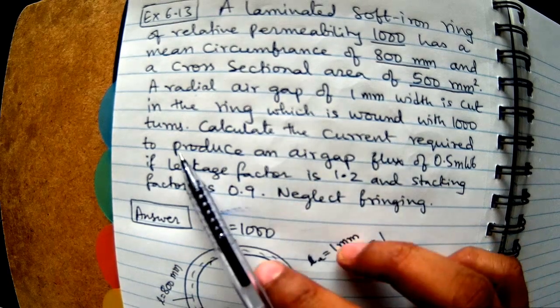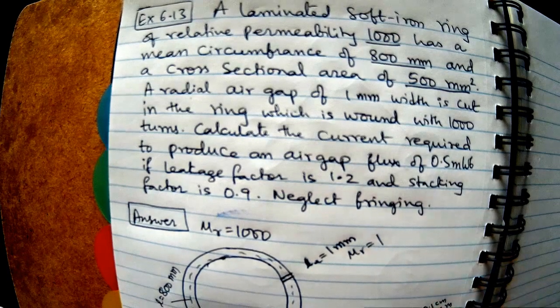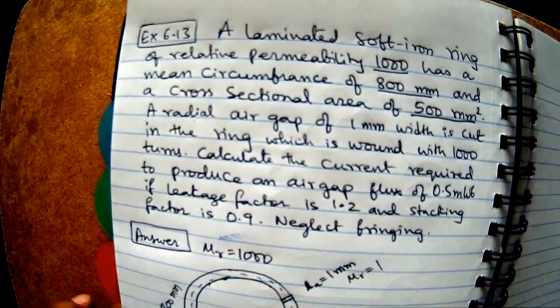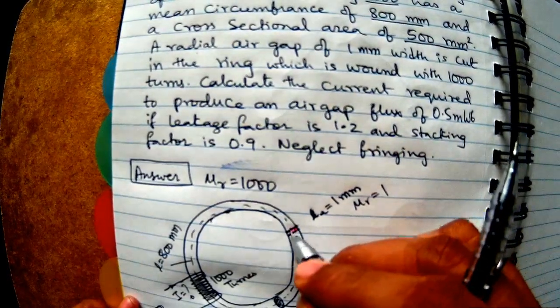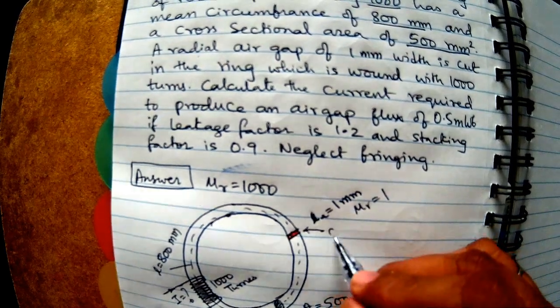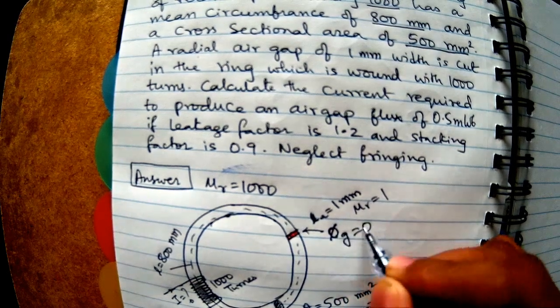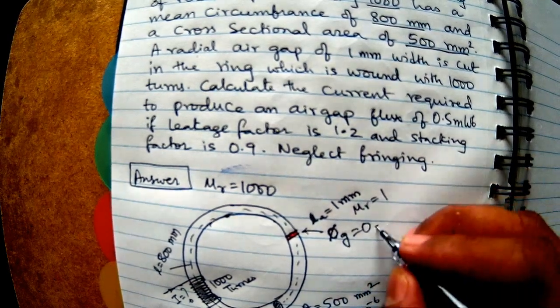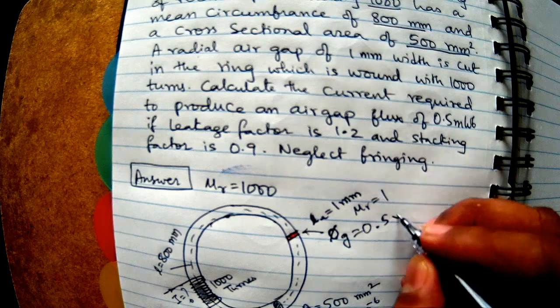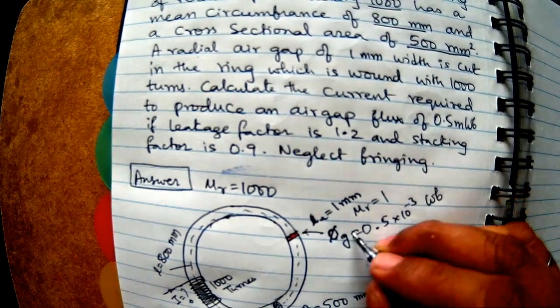Calculate the current required to produce an air gap flux of 0.5 milliwebers. So in the air gap there is a flux. I'll use a different color for flux, red color. So this flux in the air gap is 0.5 into 10 power minus 3 webers, or 0.5 milliwebers.